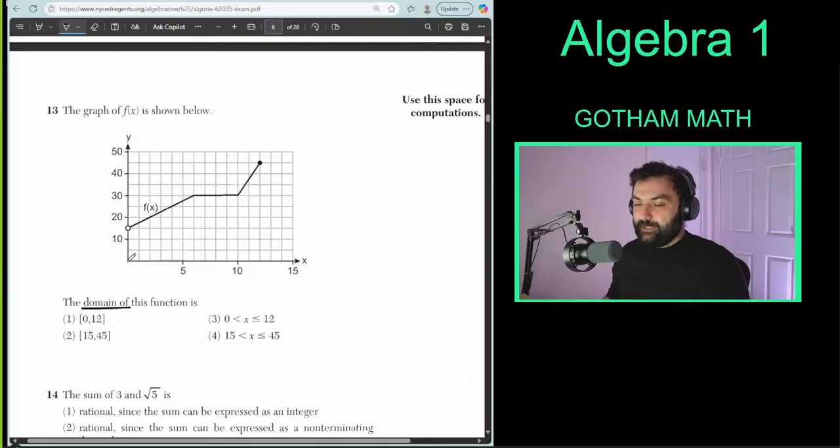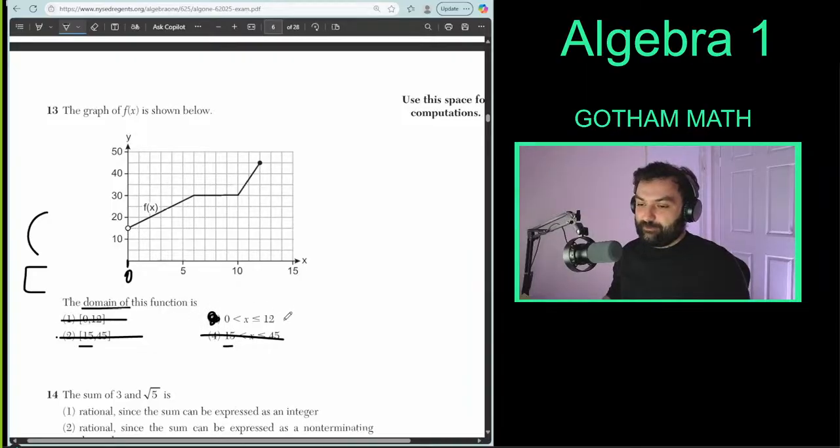It starts at 0. Okay, so right away, this 15 and this 15, that's wrong. Right away. And every time you have an open circle, we know that we have to use curvy parentheses and not a bracket. Bracket we use with the closed point. So that means that the answer will be 3.